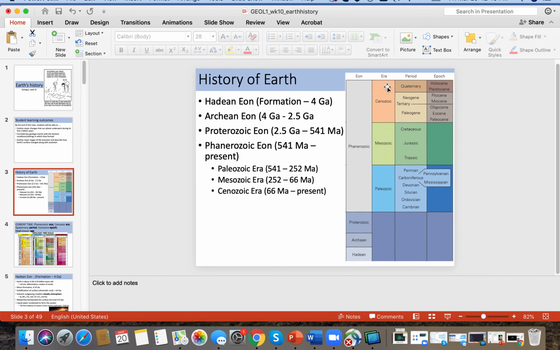So these 2 columns are what you're going to want to remember, their names and the order with which they came, and also the main important things that occurred in each one, which is what we're going to go over today. We're really not going to get into too much detail with the periods and the epochs. It's just too much to remember. We're really just doing an outline or an overview of the history of the Earth.